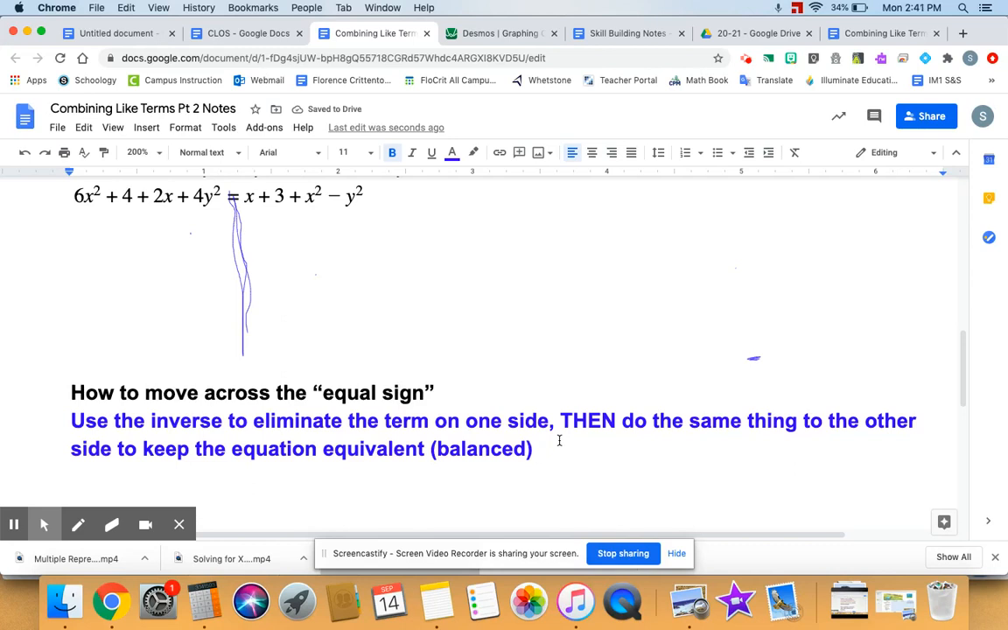Another word for equivalent is balanced. If I go to that idea of the scale, you want them to stay equal or balanced. So when I say use the inverse, let's talk about what's going on with each term. Each term is either getting added or subtracted to the one before it. So remember, inverses get rid of things.